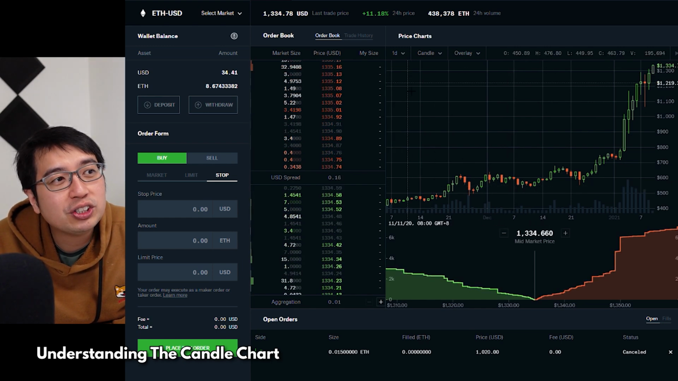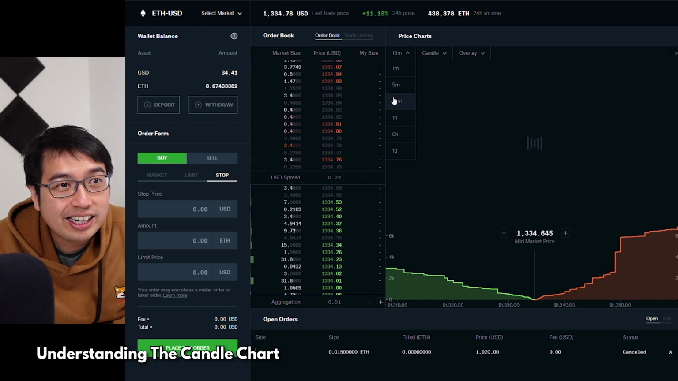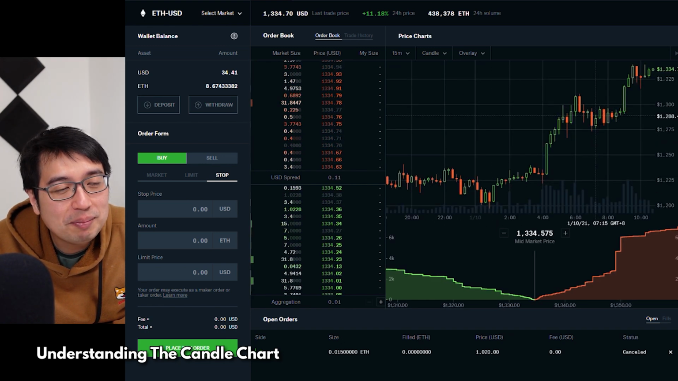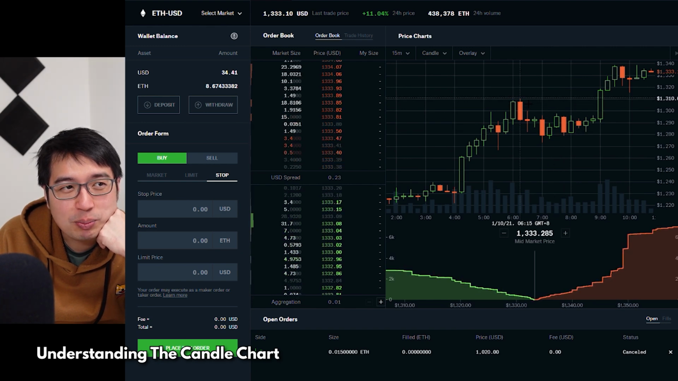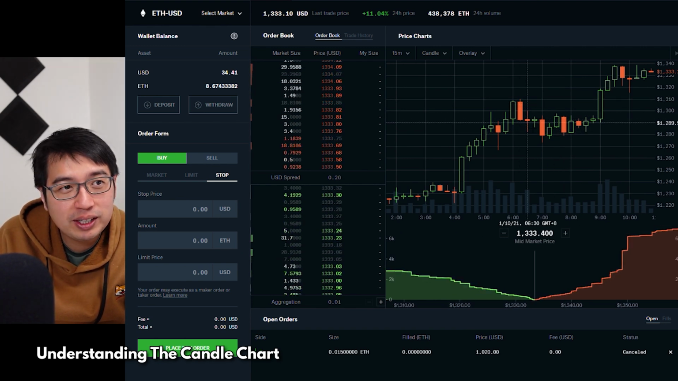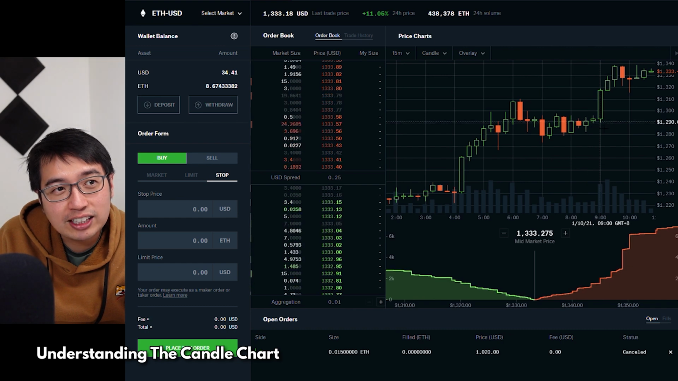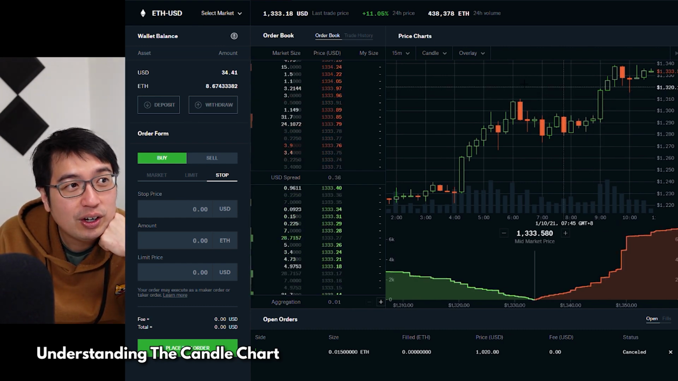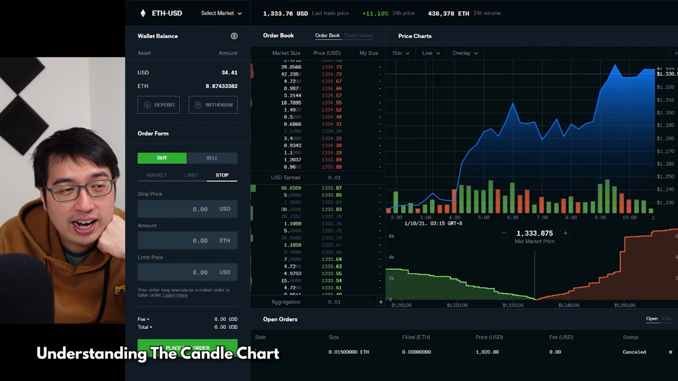But what if we switch it to the 15-minute chart? Now, the 15-minute chart also looks fantastic. Everything is just going up. Anytime you have red right here, that just means the price dropped for that 15-minute increment. And anytime you have green, that just means the price went up during that 15-minute increment. Now, we can switch between candles or lines.